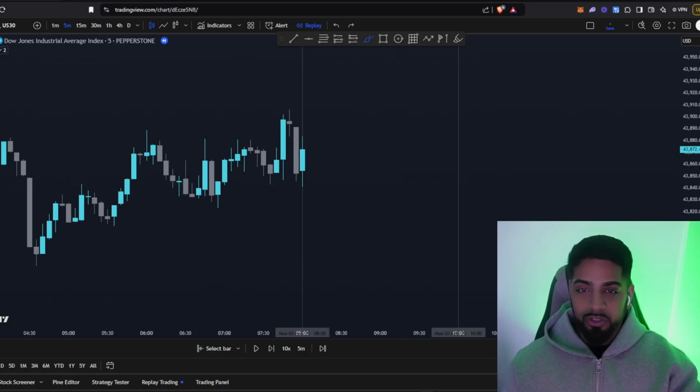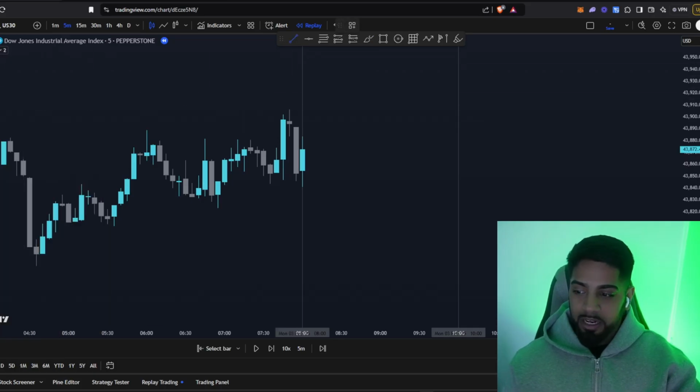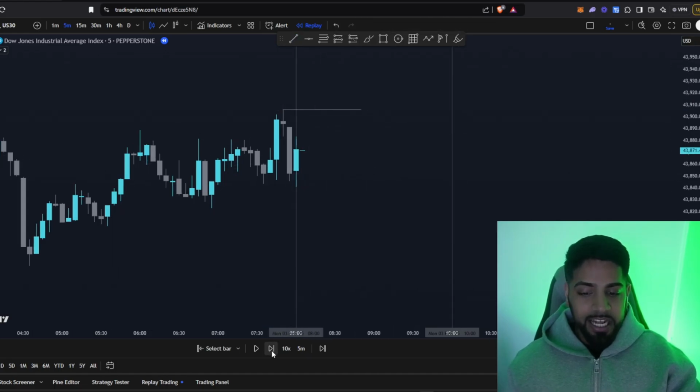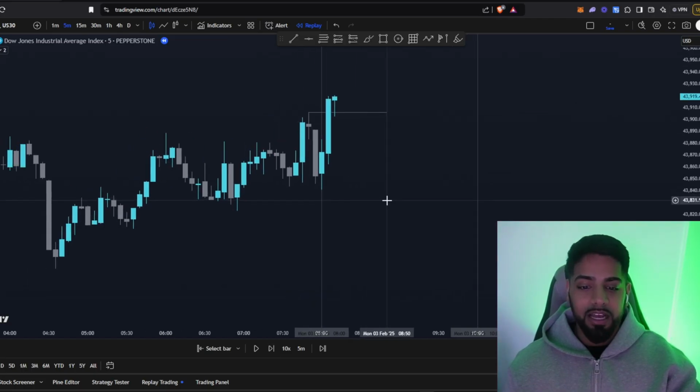So now what do we want to do next? We want to make sure that we're on the 5-minute chart and we want to see a big volume candle leaving a fair value gap just behind. So let's put a trend line just here so that we know that this is what price needs to break in order for it to continue its trend. And next we want to see a big volume candle exactly like this one.